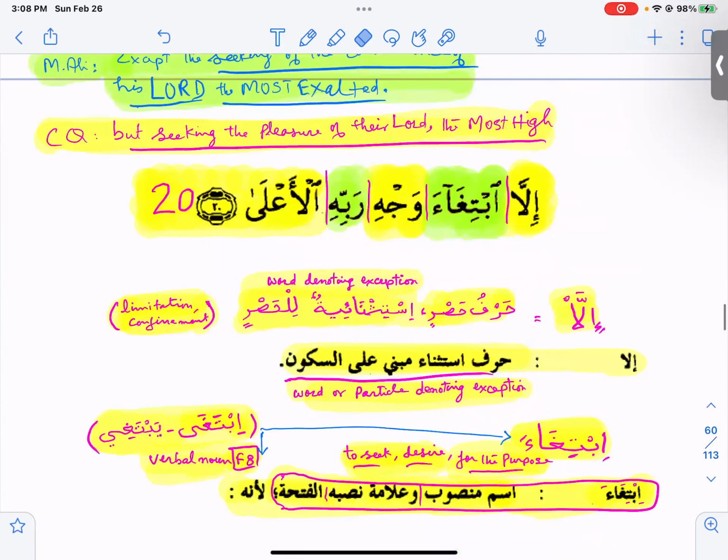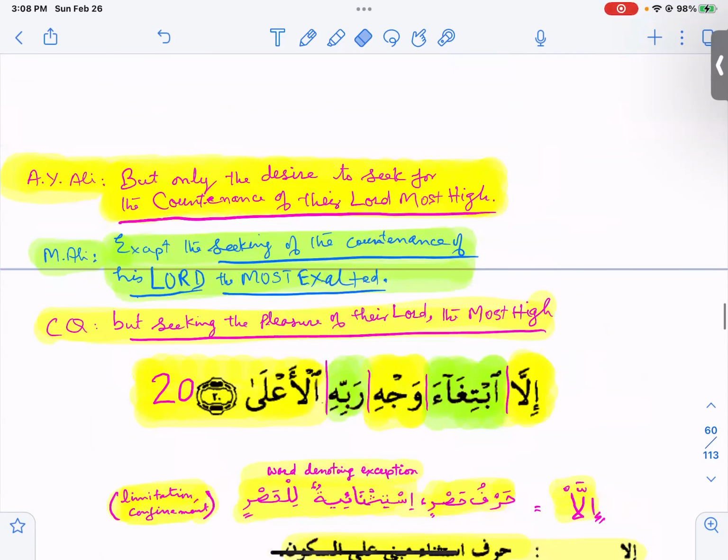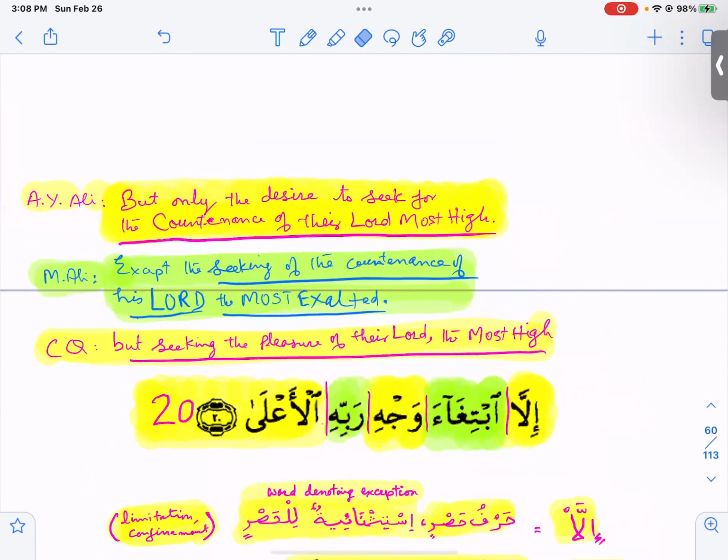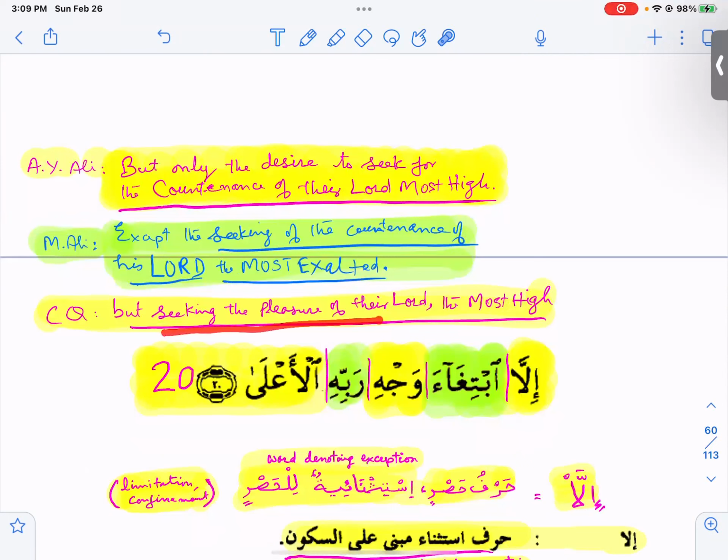This is one of the best, the most beautiful verses. Illa ibtigha'a wajhi rabbihil a'la. Abdullah Yusuf Ali: But only the desire to seek for the countenance of the Lord Most High. Morally: except seeking of the countenance of His Lord, the Most Exalted. Clear Quran: but seeking the pleasure of their Lord, the Most High.